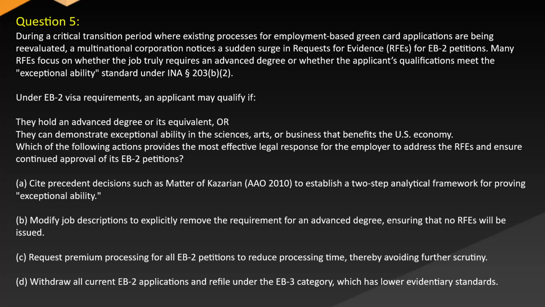A. Cite precedent decisions such as Matter of Kazarian, AAO 2010, to establish a two-step analytical framework for proving exceptional ability. B. Modify job descriptions to explicitly remove the requirement for an advanced degree, ensuring that no RFE will be issued. C. Request premium processing for all EB-2 petitions to reduce processing time, thereby avoiding further scrutiny. D. Withdraw all current EB-2 applications and file under the EB-3 category, which has lower evidentiary standards.